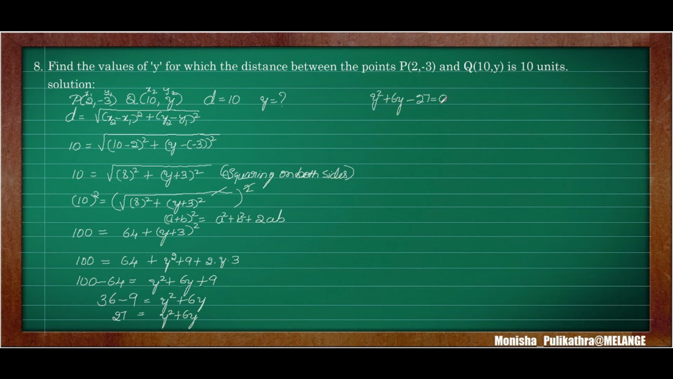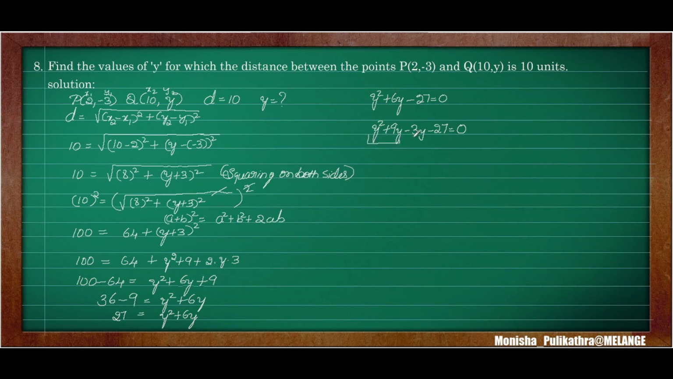Next we need to simplify it such that if we multiply the two numbers, we get minus 27, and if we add or subtract, we get 6y. So the numbers are 9 and 3. 9 3s are 27, and 9 minus 3 is 6. So plus 9y minus 3y minus 27 is equal to 0. 9 3s are 27, 9 minus 3 is 6.